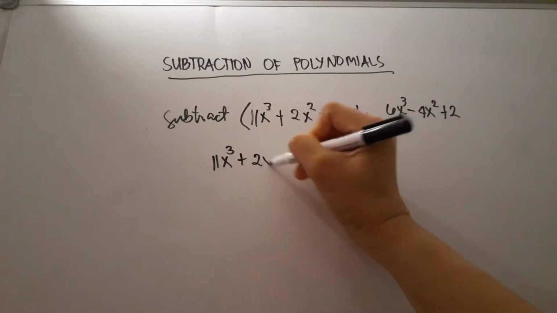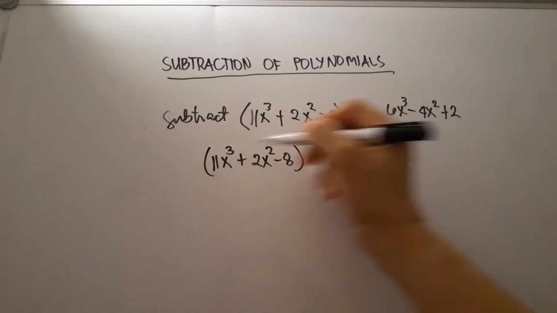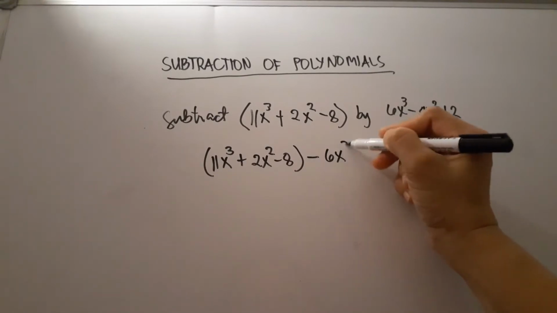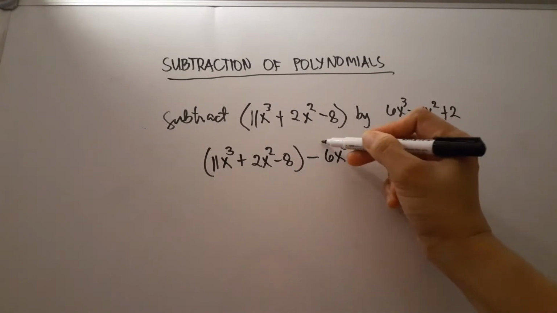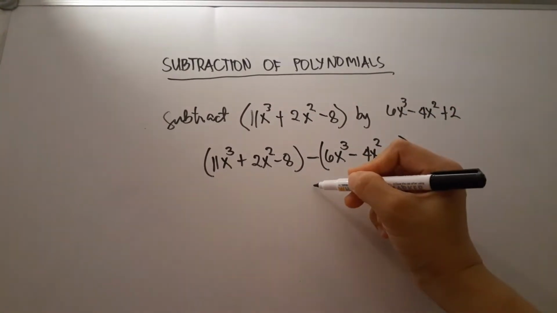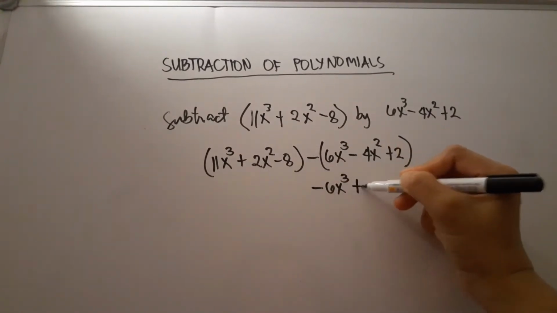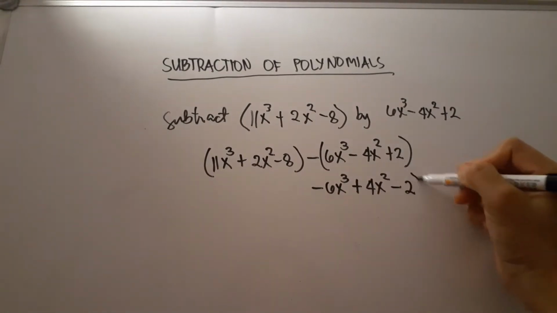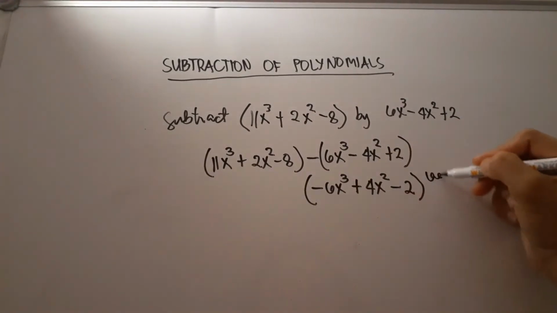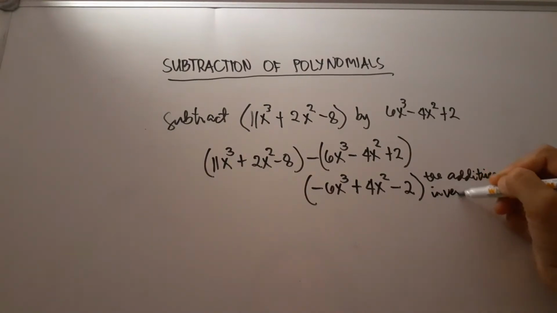And let's have another example, number 2, which is 11x cubed plus 2x squared minus 8 minus 6x cubed minus 4x squared plus 2. You can see that our additive inverse of this is negative 6x cubed plus 4x squared minus 2. We can see that the additive inverse is changing all the signs in the second polynomial.